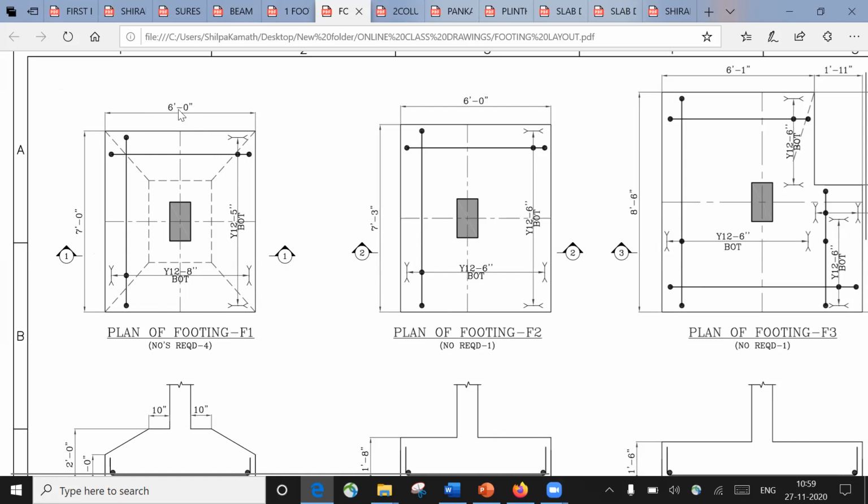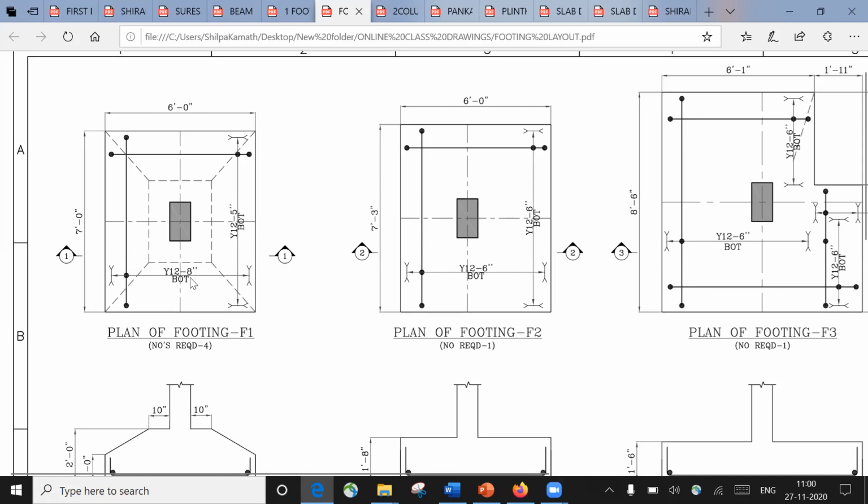Yeah, 6 feet is lesser compared to 7 feet. So this horizontal bar will be placed first, followed by this vertical bar, right? So again, here you need to provide 12 diameter bar, and that center to center spacing is 5 inch, right? Because since you're going to place the shorter span bar first, that is why the spacing is 5 inch here.